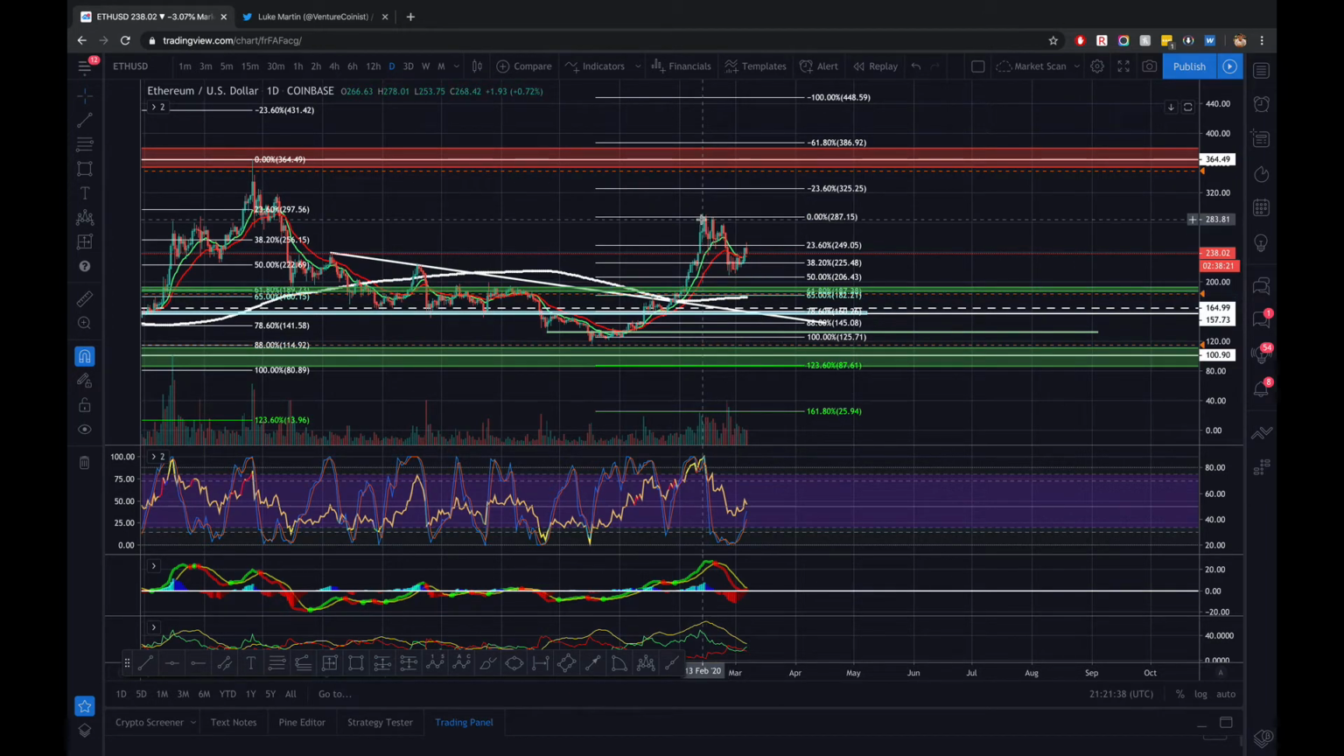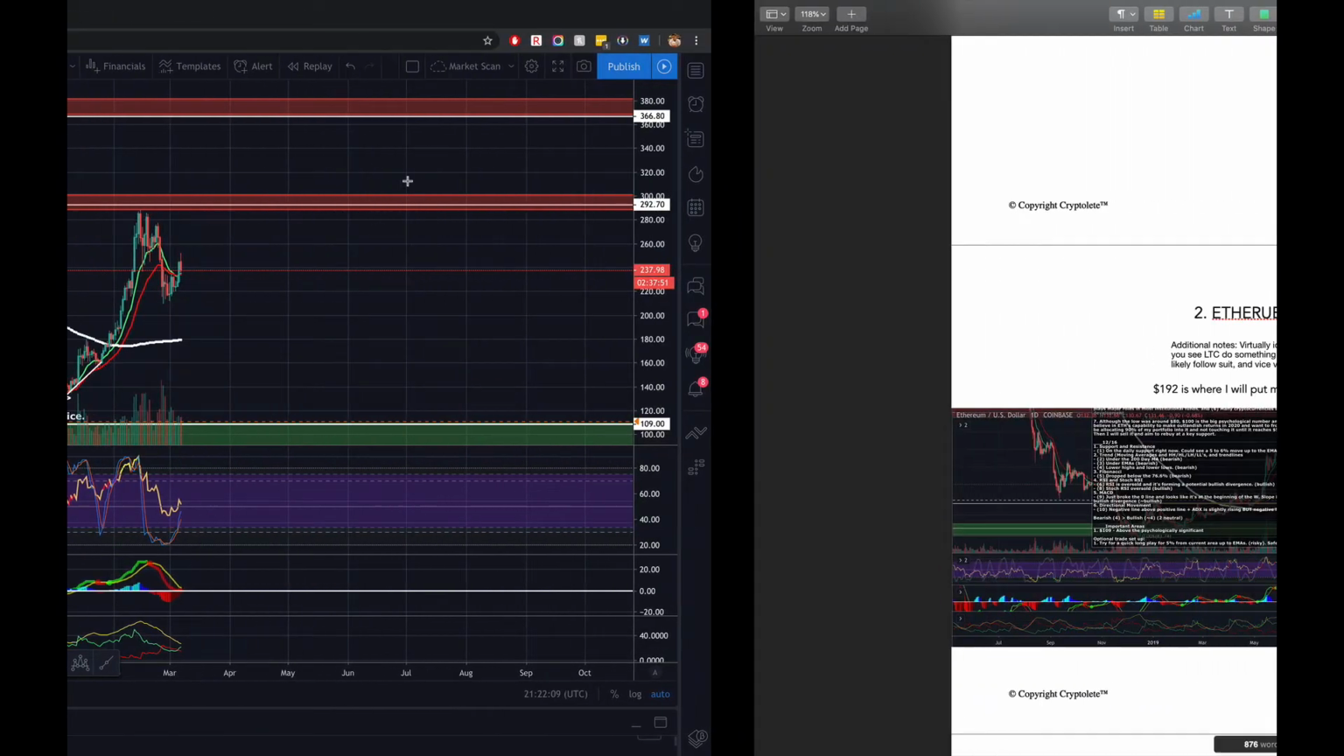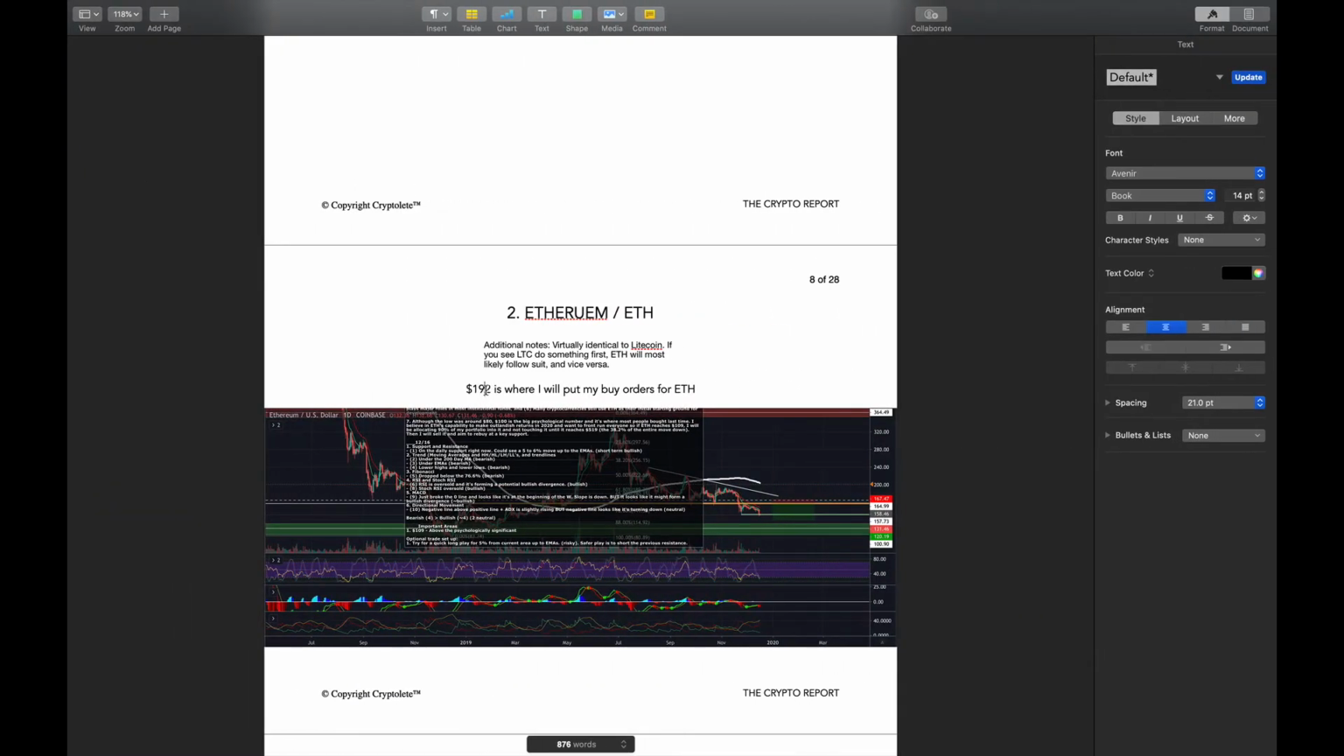This looks very top heavy: lower high, lower high, lower high, and then boom, it crashed, and now another lower high. So I don't see why it wouldn't just do that and head back down here in a 3-wave 1, 2, 3 structure down, or maybe even a 5-wave down. Either way, I'm not excited about ETH. So 193 is where I put it in for ETH. I'll just put 193.